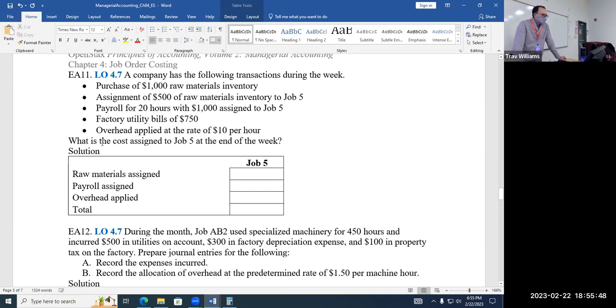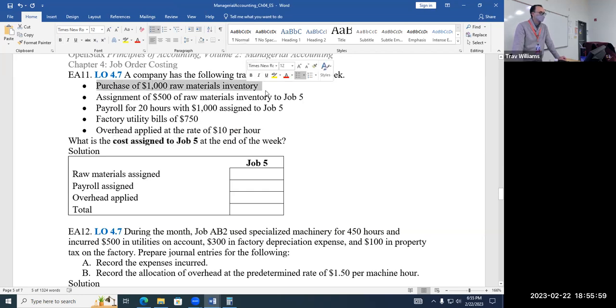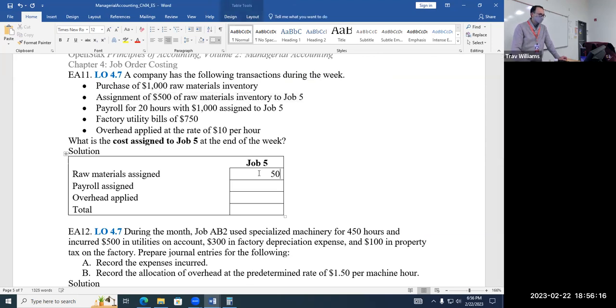The question here is, what is the cost assigned to job 5? So we've got these transactions here. The company purchased $1,000 of raw materials inventory, but it doesn't say that they applied any of that to this particular job, right? Here, they did assign $500 to job 5. So we'll put $500 of raw materials. Then we've got 20 hours of payroll at $1,000. That's been assigned to job 5.